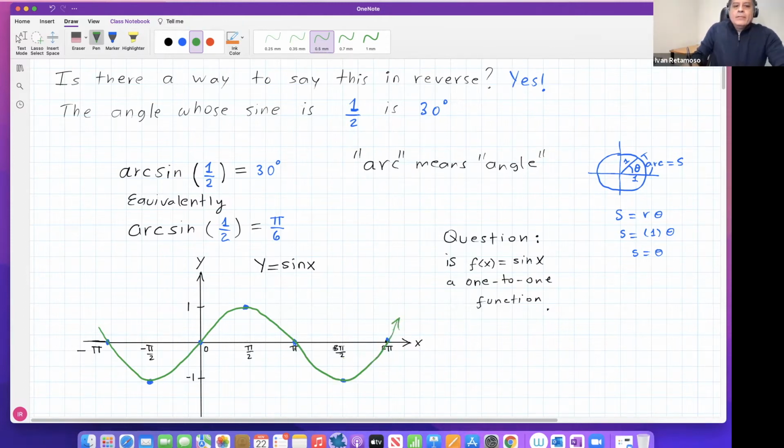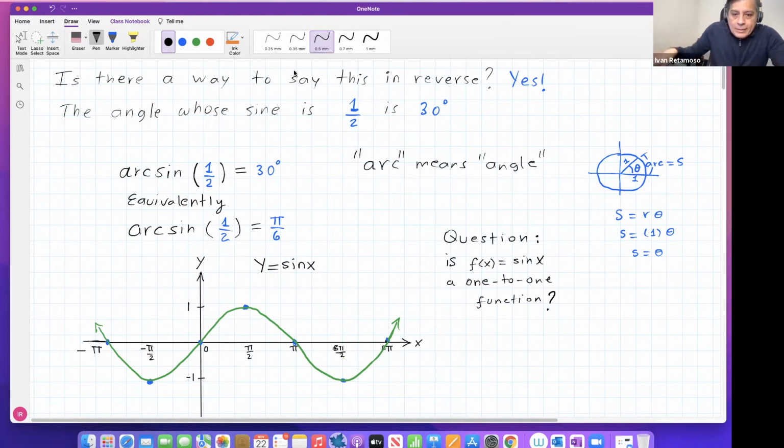Now I have a question for you guys here. As a whole, this infinitely long sine function, is it a one-to-one function? What do you think? Yes or no? As a hint, I can tell you that in order to see if a function is one-to-one, there is the so-called horizontal line test. If it passes the horizontal line test, yes.